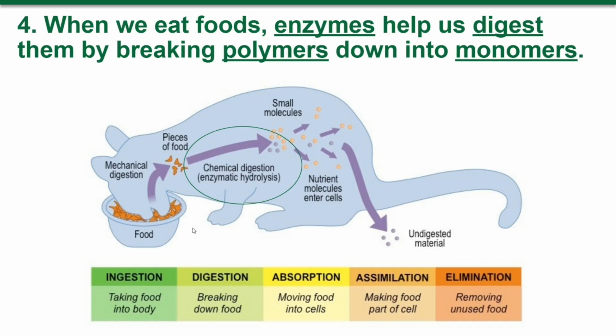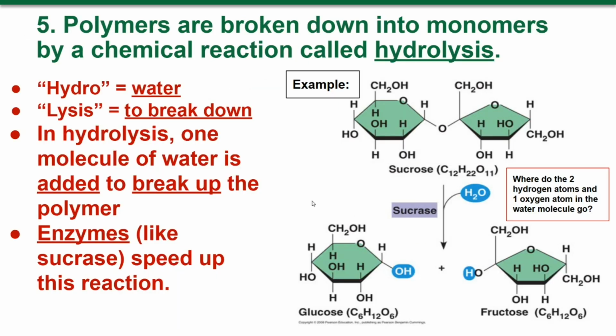We have ingestion, bringing in the food, digestion, then absorption, then assimilation, which is making food parts of the cell, and then finally elimination. Okay, so we're going to use all these different processes in order to break down the polymers into monomers. Polymers are then broken down into monomers by a chemical reaction called hydrolysis.